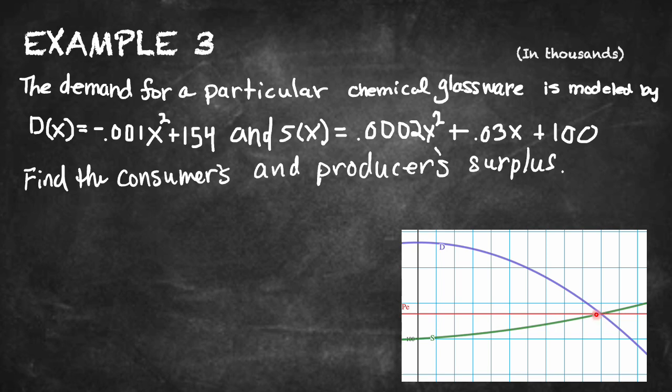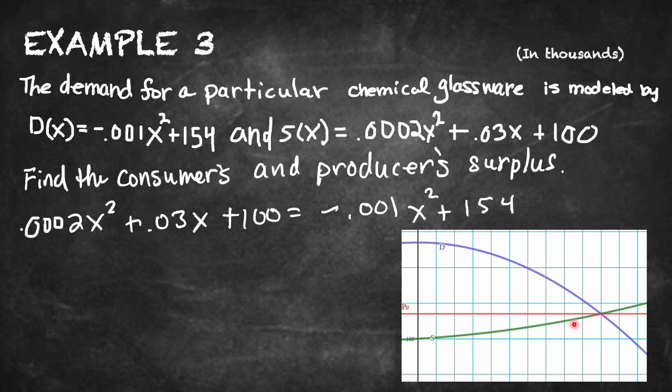So that equilibrium point happens where the demand and the supply functions intersect. So the first thing we're going to do is set them equal to each other and solve for x. So when we set them equal to each other, we have 0.0002x squared plus 0.03x plus 100 is equal to negative 0.001x squared plus 154.